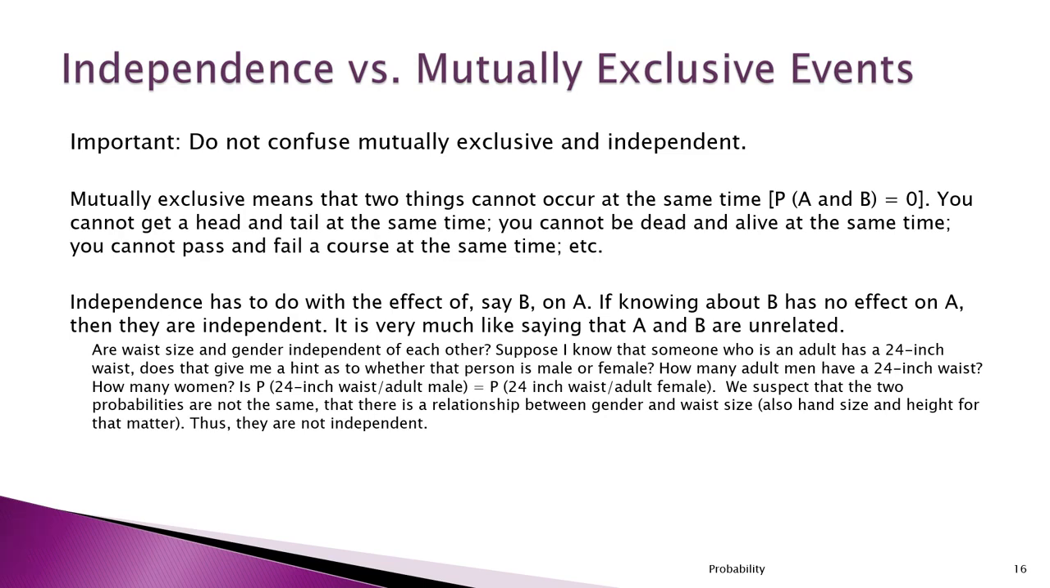So again, if the probability of A given B is the probability of A, then A and B are independent. If the probability of A given B is not the probability of A, then there's some kind of relationship here. They're not independent.